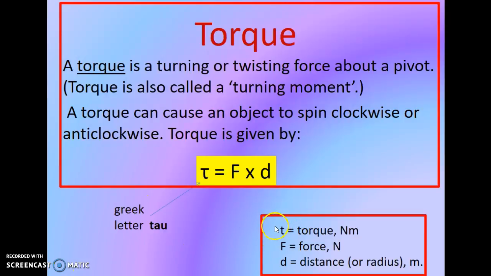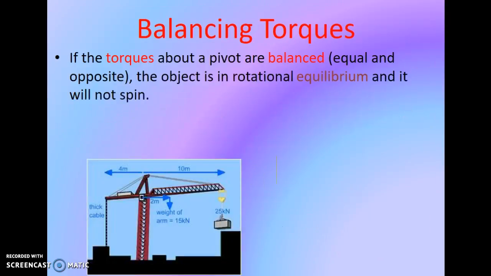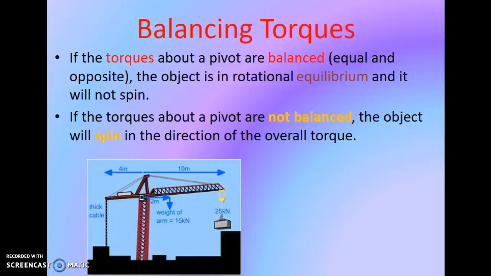The units for torque, that should be a curly T, are Newton meters. Force is measured in newtons and distance is measured in meters. If the torques about a pivot are balanced, in other words they are equal and opposite, then the object is said to be in rotational equilibrium and it won't spin.